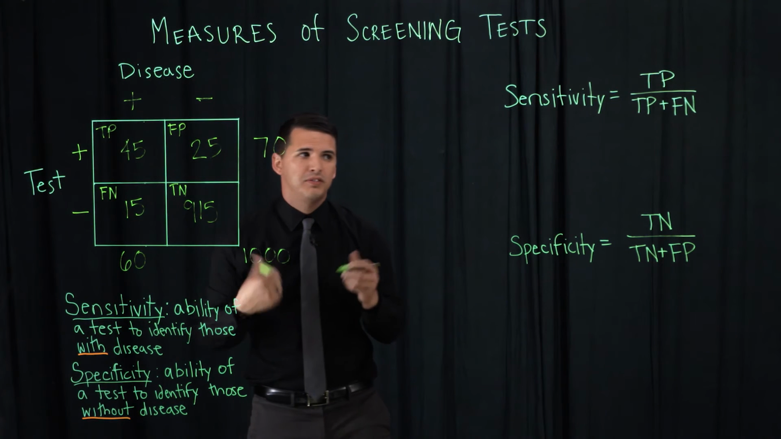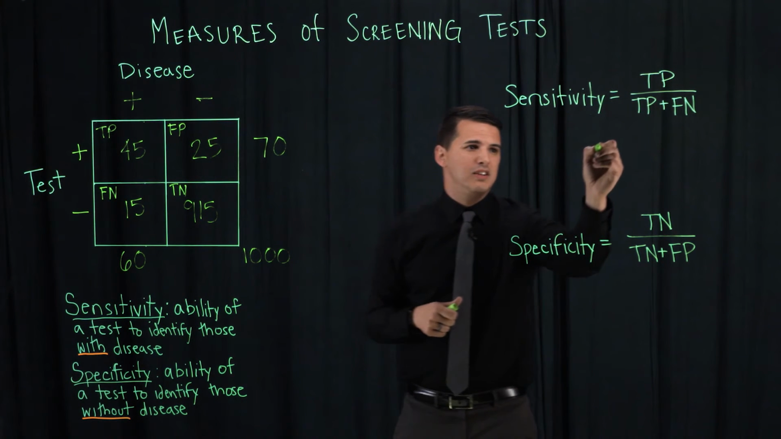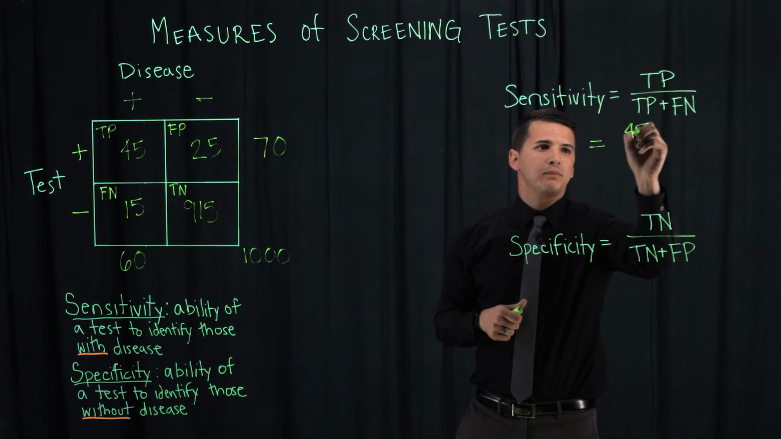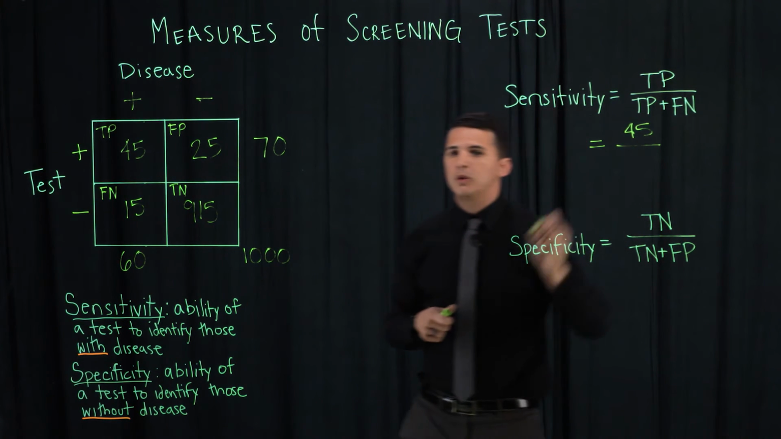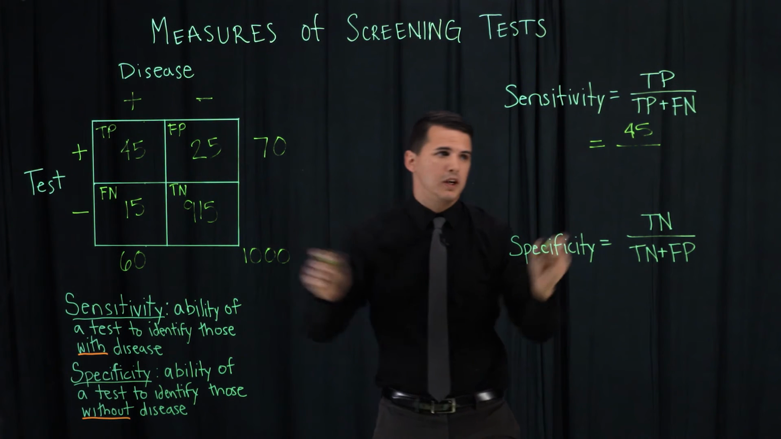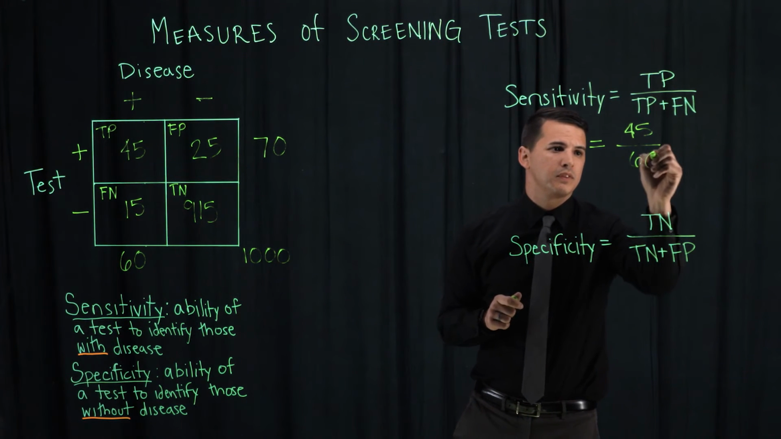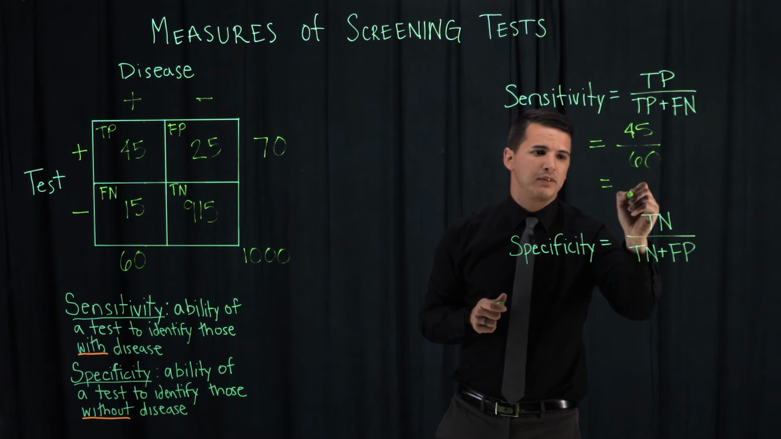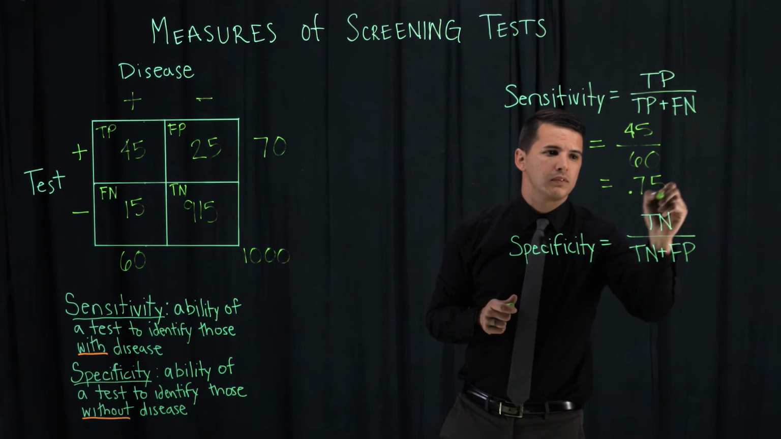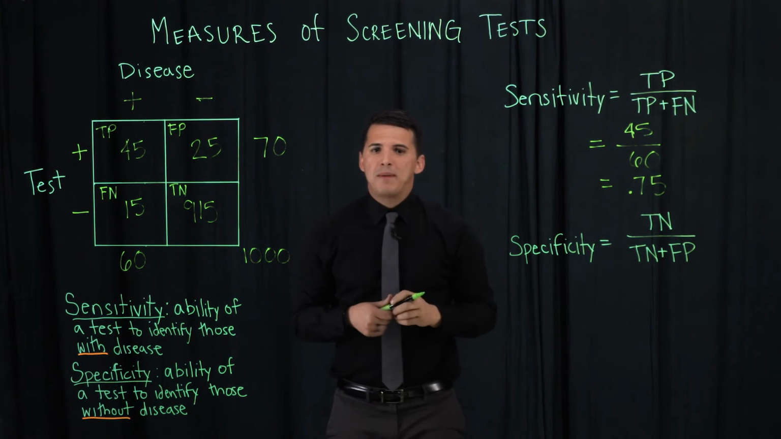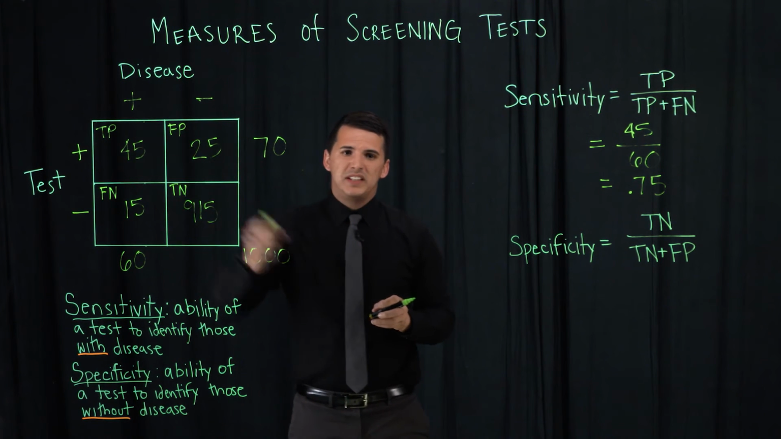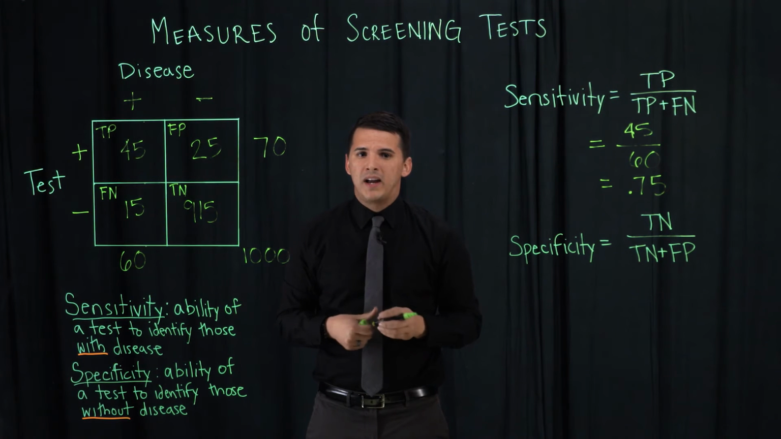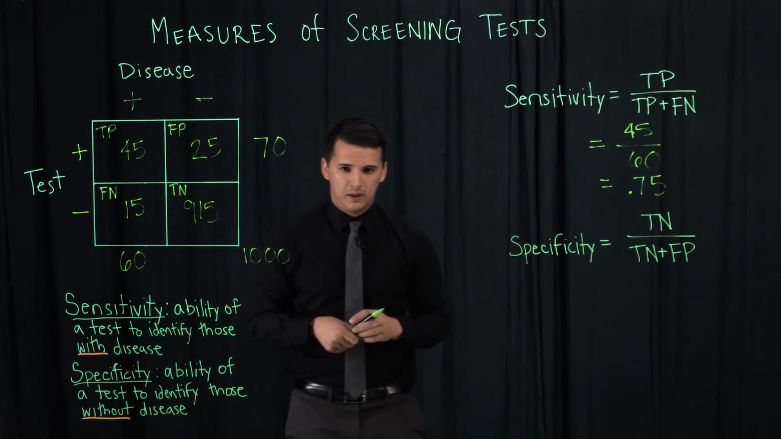plus our false negative. And so if we calculate our sensitivity here, we're going to end up with 45 over our true positive plus our false negative, which we know is 60. And that's going to give us a total sensitivity of 0.75. And we can interpret that by saying, of those who have the disease, 75% are going to be correctly identified by our screening test that we're evaluating here.